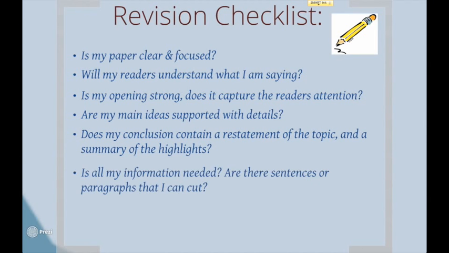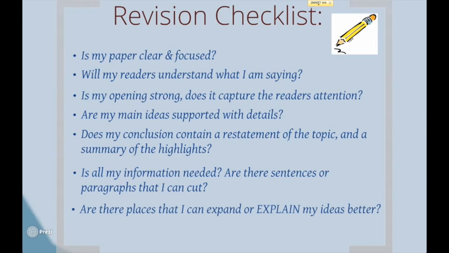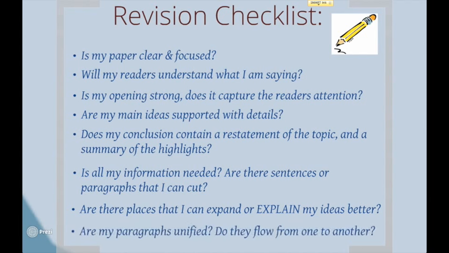Is all my information needed? Are there sentences or paragraphs that you can possibly cut out? I know in the past you might have had this feeling that more is better, and that's not always the case. In fact, some writers are really good writers because they can be short and concise. So do you need all of that information? Are there places where you can expand or explain your ideas better? Like after looking at your topic sentence and then your supporting details, do you maybe need some more explanation? And then finally, are all your paragraphs unified? Do they flow from one to the next? Did you use transitions? Those are all really important pieces.